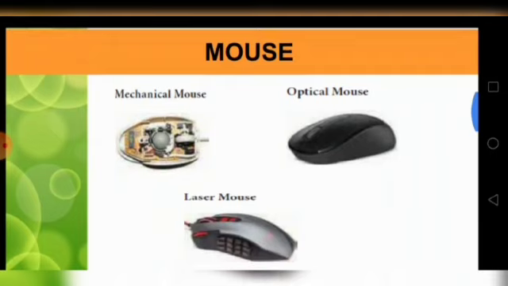Next one, mouse. Mouse is divided into two categories, wired and wireless mouse. It is a pointing device to control the movement of the cursor displayed on the screen.